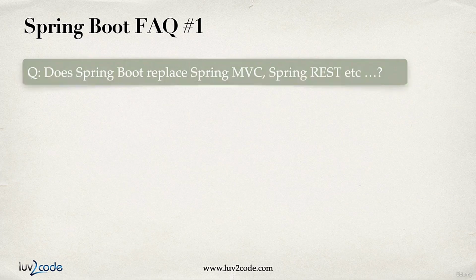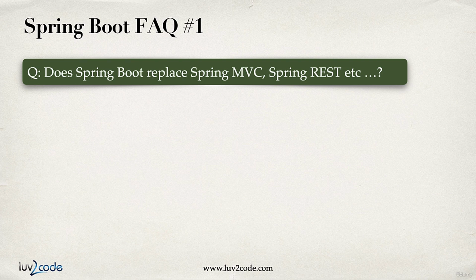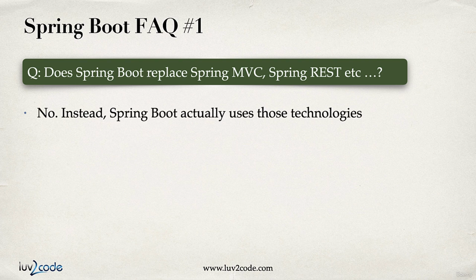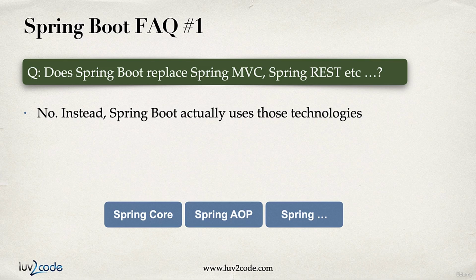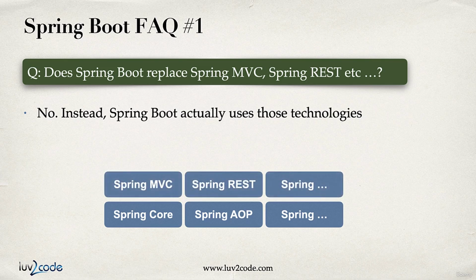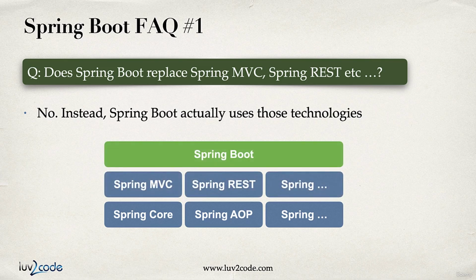So there are always some frequently asked questions that I get regarding Spring Boot, so I just wanted to address them here so you can see what they're about. The first question is, does Spring Boot replace Spring MVC, Spring REST, etc.? And the answer is no. There's no competition here. Instead, Spring Boot actually uses those technologies in the background. So you have your Spring Core, Spring AOP, Spring MVC, Spring REST. Spring Boot can use all of those technologies in the background. So there's no competition. There's no replacement.